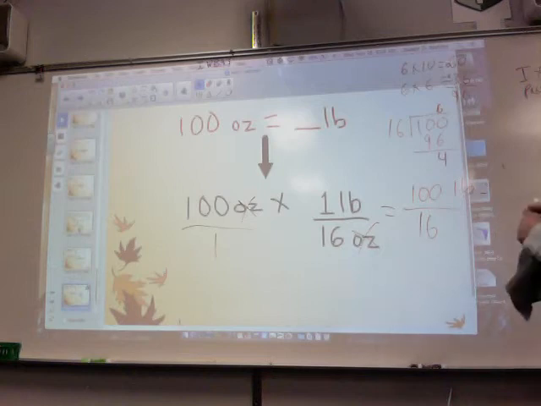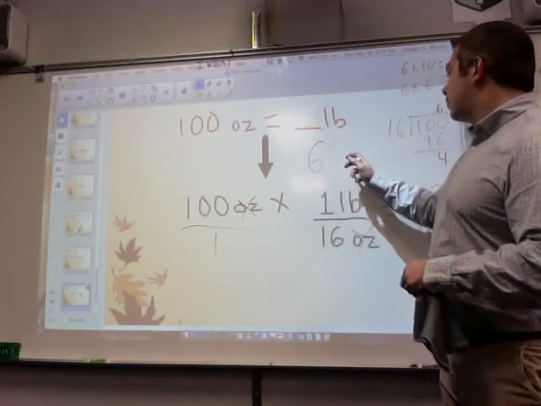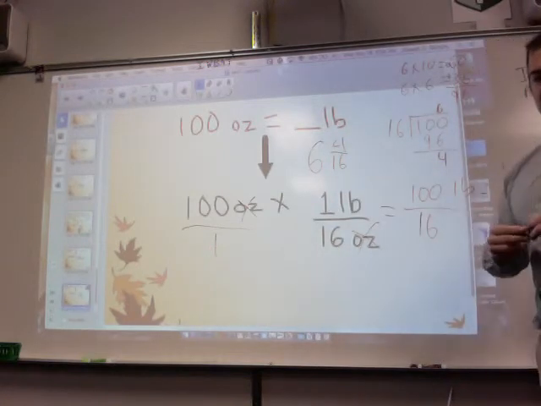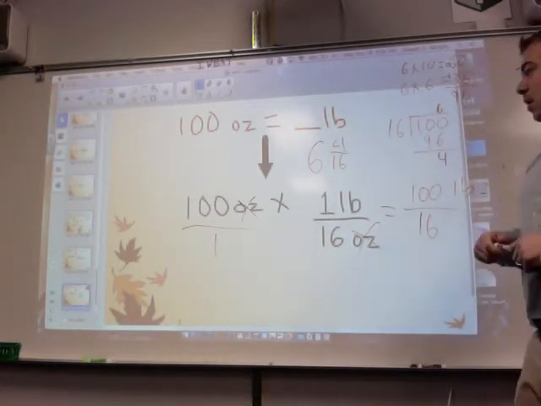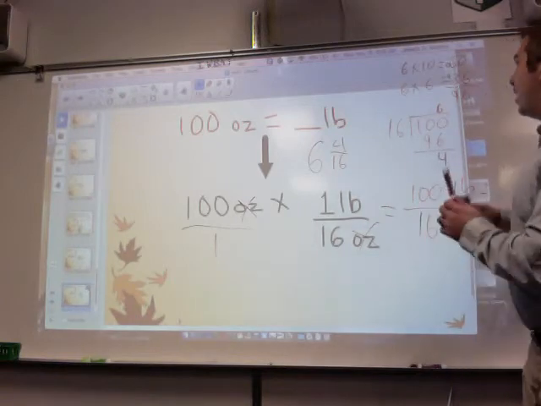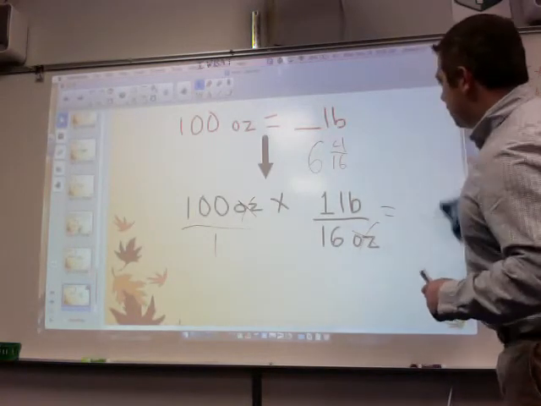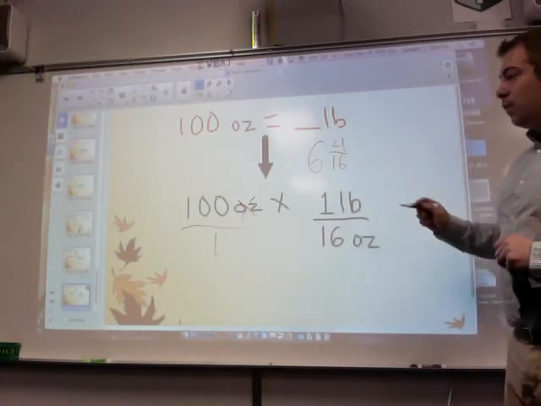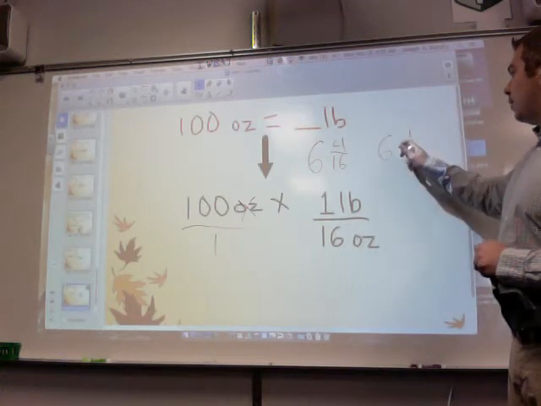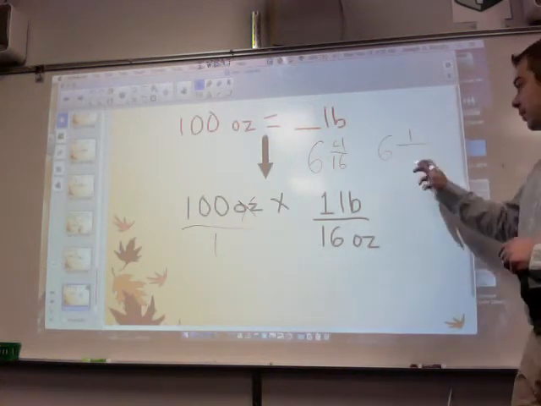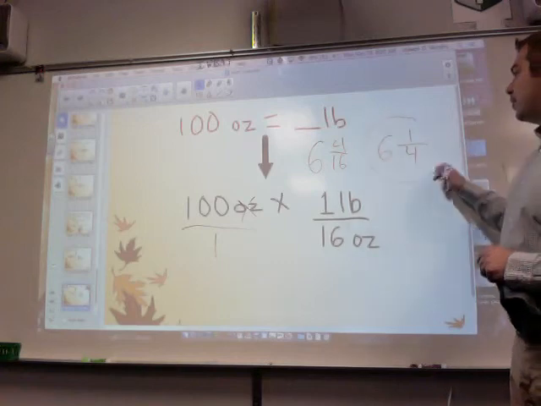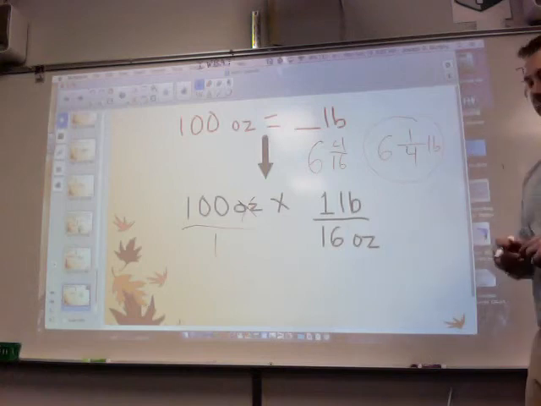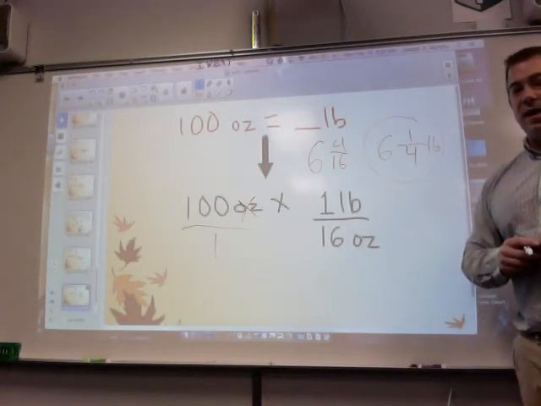But let me erase all, well, let me get this over here. 6 with a remainder of 4, but 4 over 16 is my answer, but I'm not done yet. I need to reduce. 4 can go in 4 one time. Let me erase all this over here. 4 can go into 4 one time because they have a common factor of 4. So I'm left with 6 with 1 over, and 4 can go into 16 4 times. So my answer is 6 1/4 pounds. Can't forget my units there. 6 1/4 pounds is my answer.